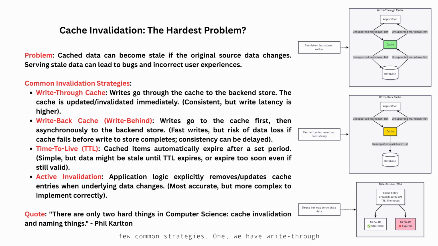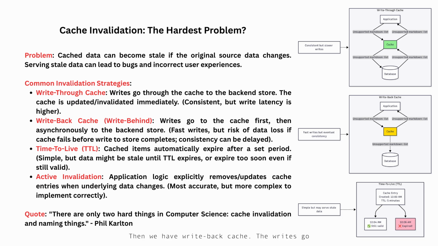But here are a few common strategies. One, we have write-through cache. When data is written, it's written to the cache and the underlying data store simultaneously, or the cache write happens first and then the data store. This keeps the cache consistent, but it means your write operations are now as slow as writing to both.